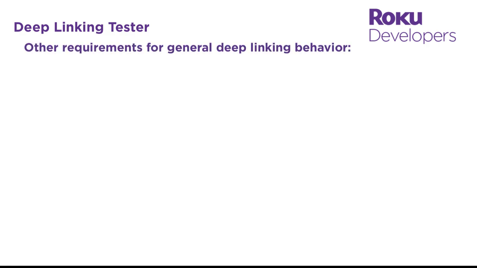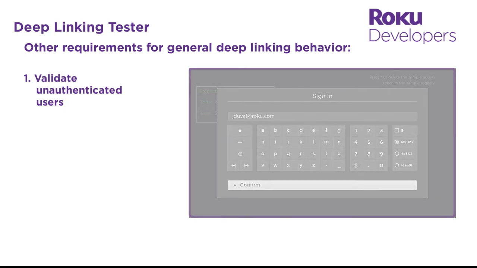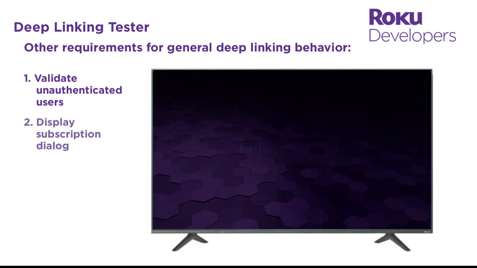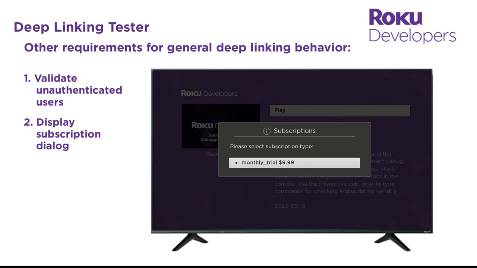Other behavior that your channel needs to handle includes validating unauthenticated users before being deep linked into your channel for the first time. In this case, you'll use the on-device authentication flow mentioned in the subscription lesson to authenticate the user before processing the deep link request. Also, if a purchase is required to access content, you can simply display a subscription dialog, like we did in the previous lesson, before letting the user view deep link content.